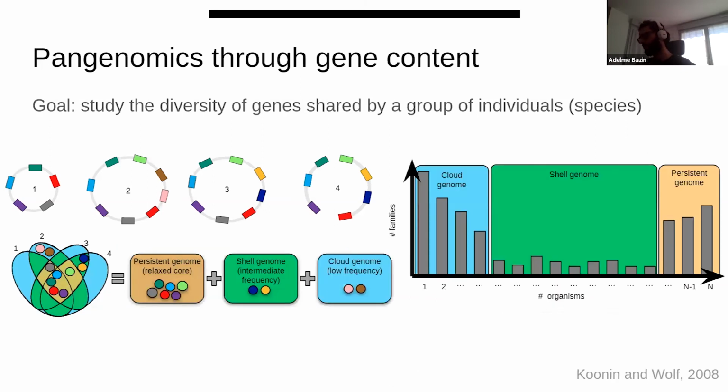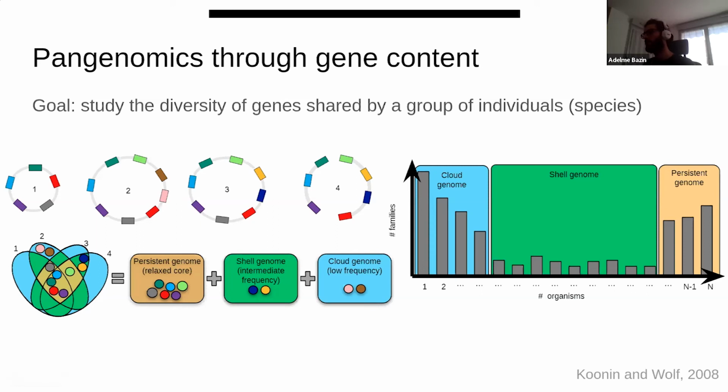So for this reason and some others, we use another partitioning scheme that was introduced in the Kunin and Wolf 2008 paper. The partitioning scheme goes as follows. We have the persistent genome, which is sort of a relaxed core, which will include genes that are present in all or most genomes of the pangenome. So it will include the gray gene, which was not part of the core genome earlier.